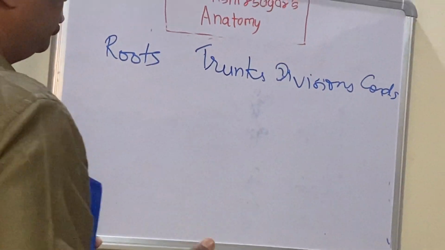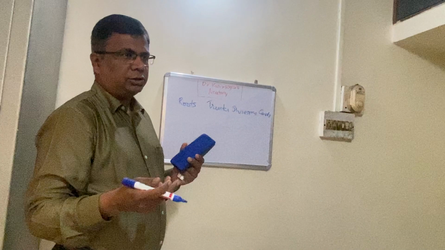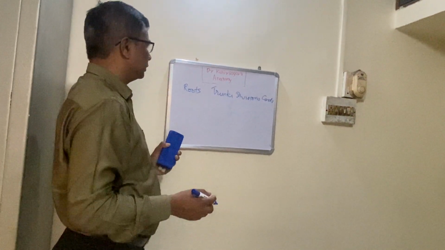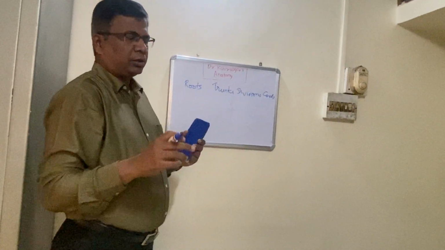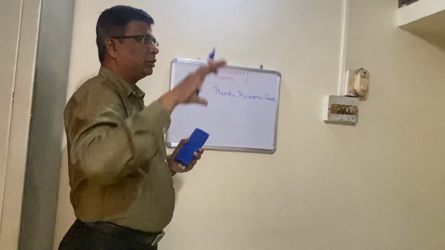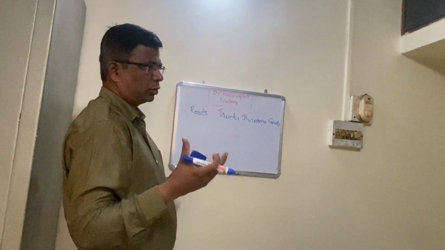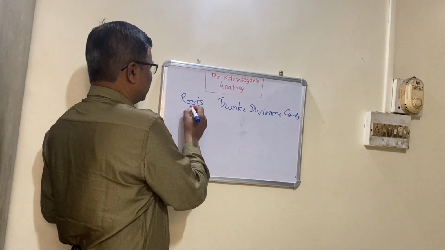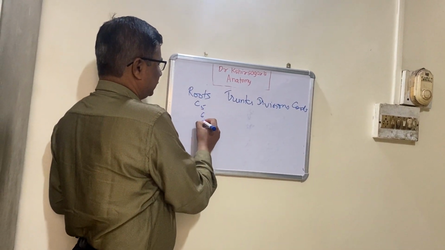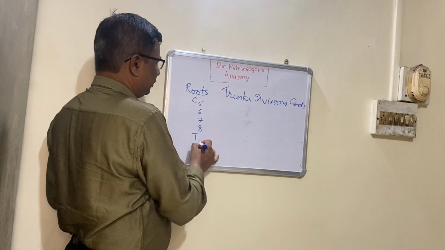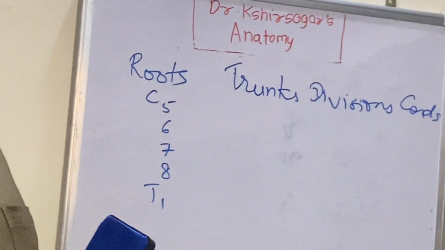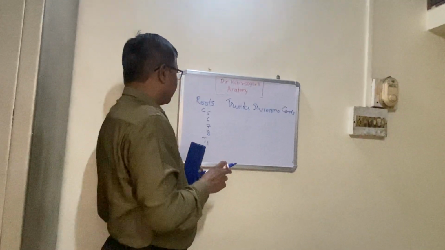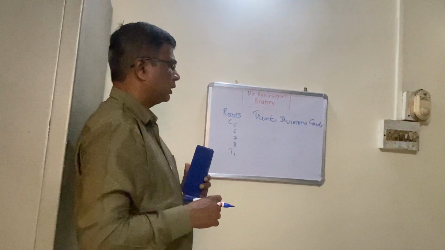Now what do you understand by roots? Roots means the spinal nerves which are going to join together and form the brachial plexus. All of us know that the spinal cord gives off spinal nerves. We have 31 pairs of spinal nerves coming from the spinal cord, 8 of which come from the cervical region. Of these, C5, C6, C7, C8 and T1, meaning the 5th, 6th, 7th, 8th cervical nerves and the first thoracic nerve, will unite to form the brachial plexus. So these are the roots which take part in the formation of the brachial plexus.